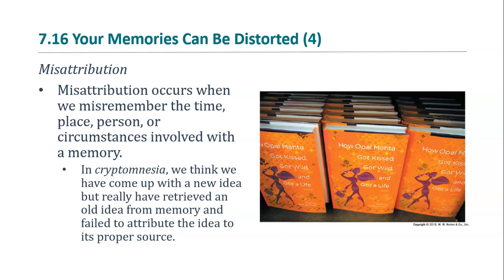There was a novel in 2006 called How Opal Mehta Got Kissed, Got Wild, and Got a Life. The author was a student at Harvard who, it turns out, had used some passages in the book that were actually from other books that she had read in high school. And this resulted in the book having to be pulled from shelves, and it was a real mess.